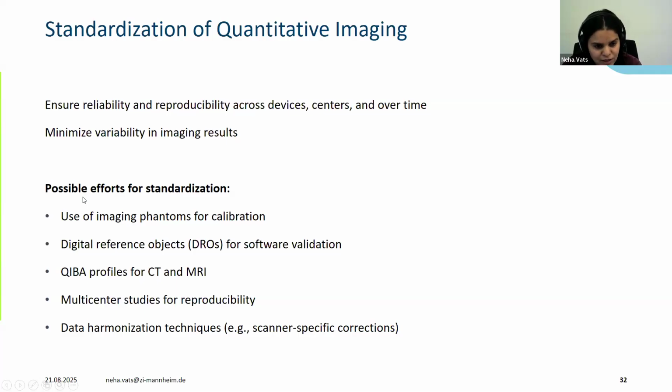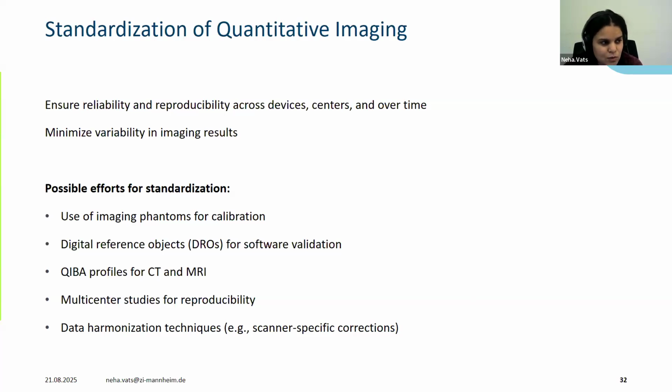What are the possible efforts that we can make for standardization of these quantitative imaging techniques? We can use imaging phantoms for calibration. We can use digital reference objects for software validation. We can have QIBA profiles for CT and MRI that are standard profiles used universally. We can have multi-center studies for reproducibility, and data harmonization techniques such as scanner-specific corrections could be done to achieve standardization of these quantitative imaging techniques.